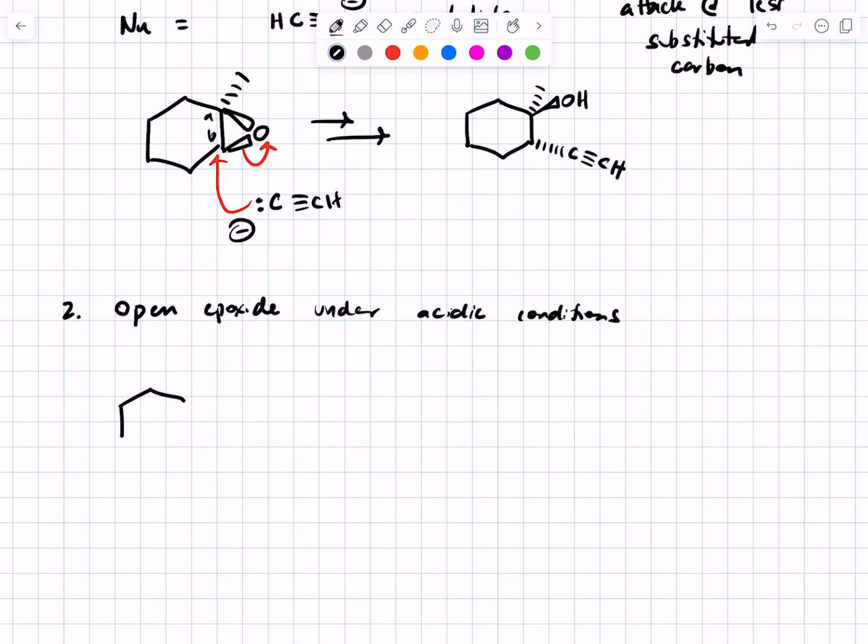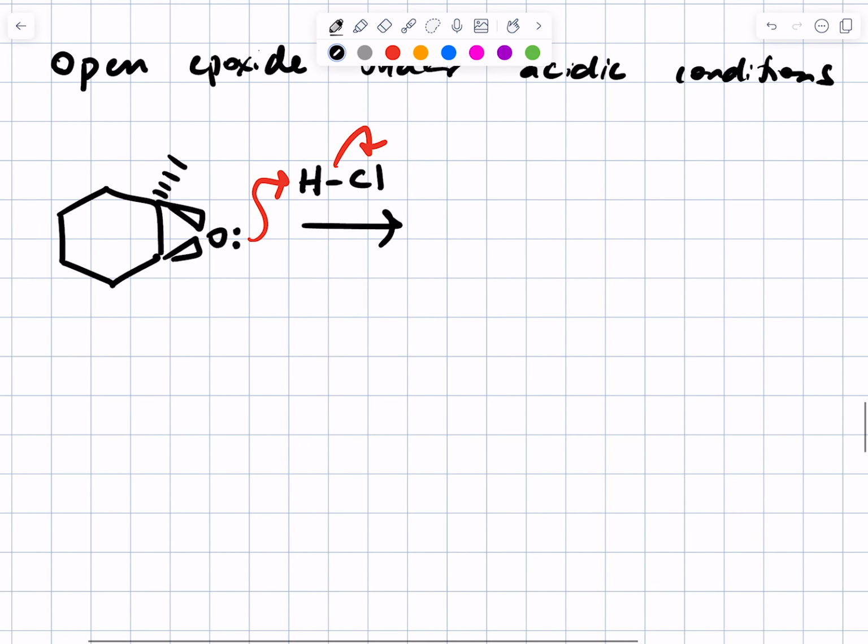Let's take our same epoxide, but instead of using a strong negatively charged nucleophile, let's use an acid like HCl. We've done this before with alcohols, but what's going to happen here is very similar to what happens in the case of an alcohol. You add a strong acid, and the first thing that happens is we protonate the epoxide.